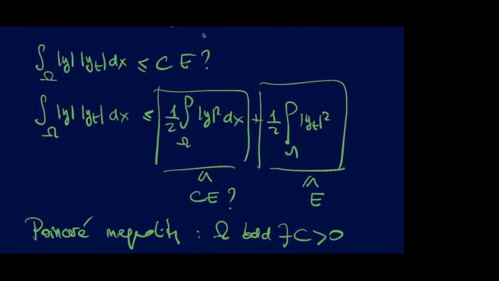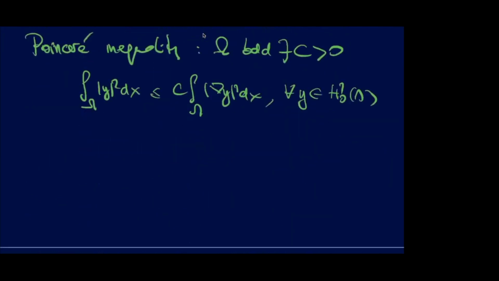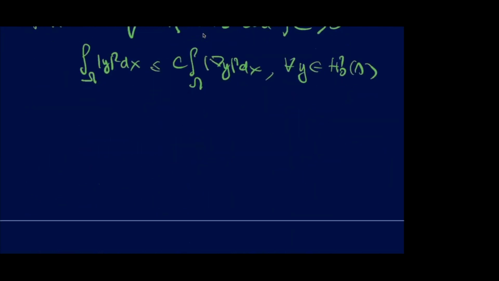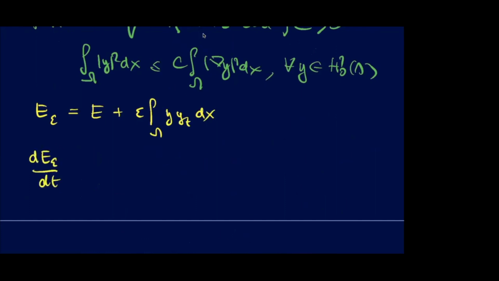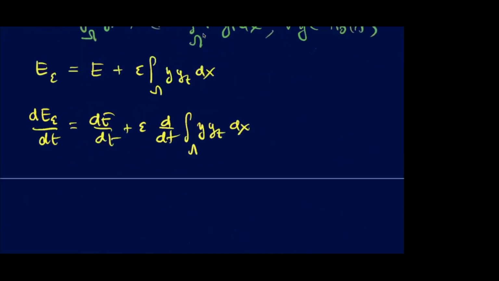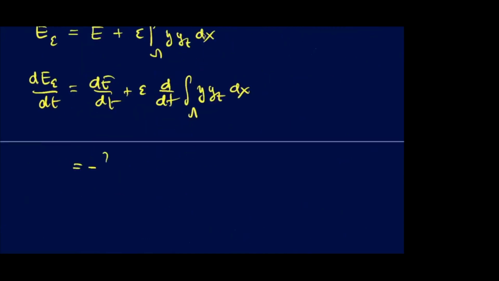Okay? Now, how do I succeed to do this? We say, okay, let me try. E epsilon is E plus epsilon, the integral over omega of YYT dx. So I take the derivative of E epsilon. This is the derivative of E plus epsilon, the time derivative of the integral of YYT. The derivative of E is minus the integral over omega of YT squared plus epsilon.